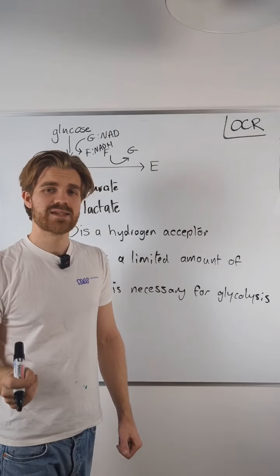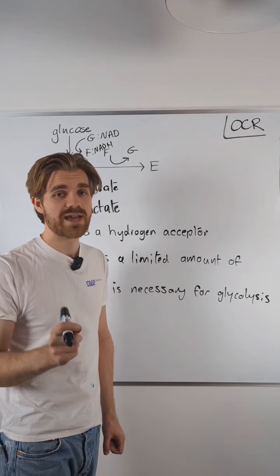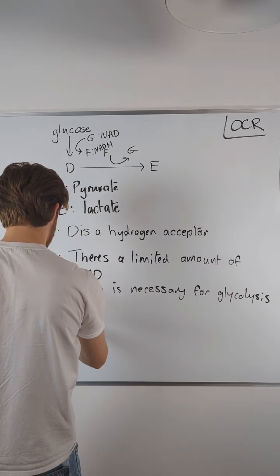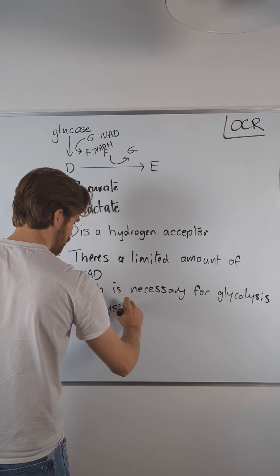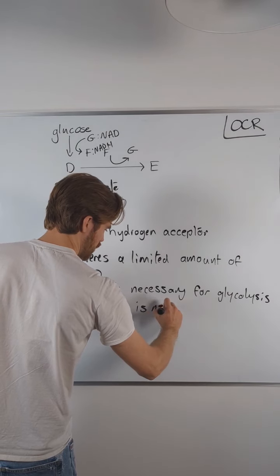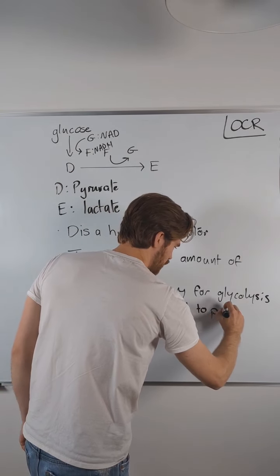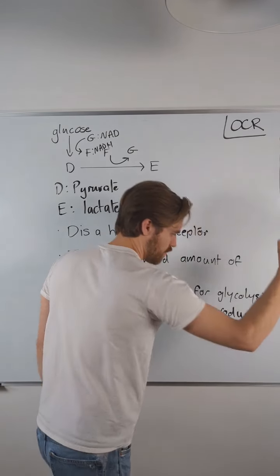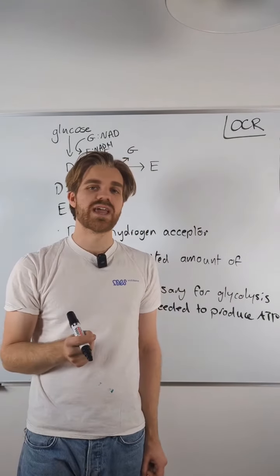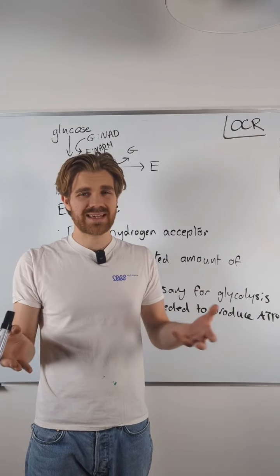And the reason that it's necessary for glycolysis is because glycolysis is where the substrate level phosphorylation is occurring. And that's needed to produce the ATP. At first glance, it seems like a simple question, then it gets harder.